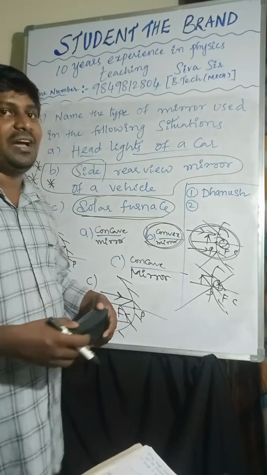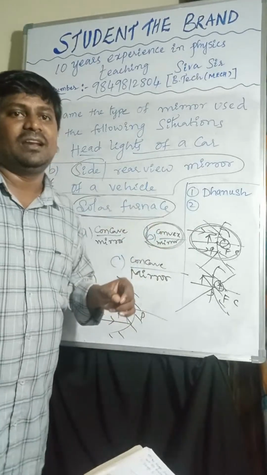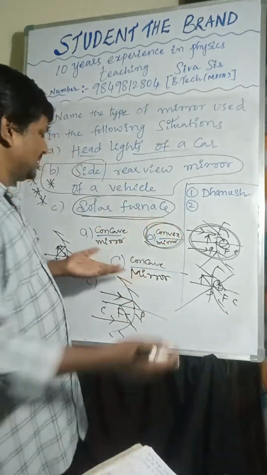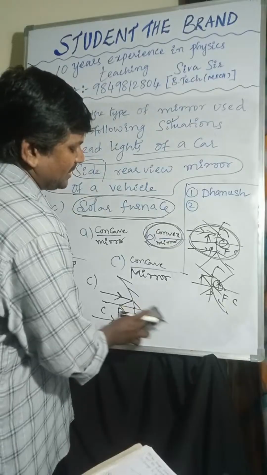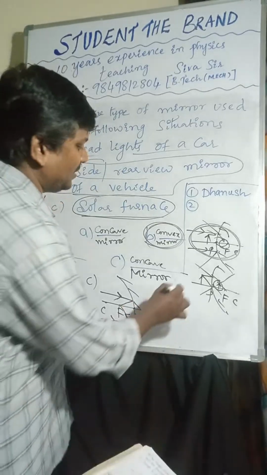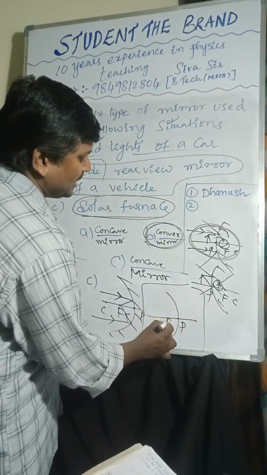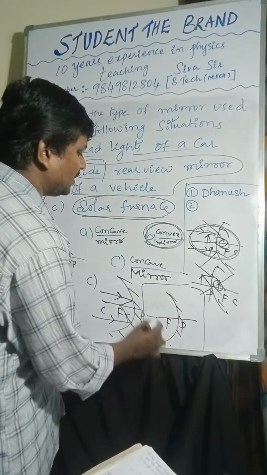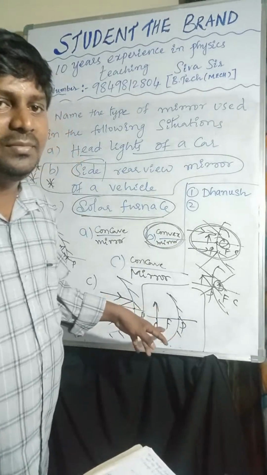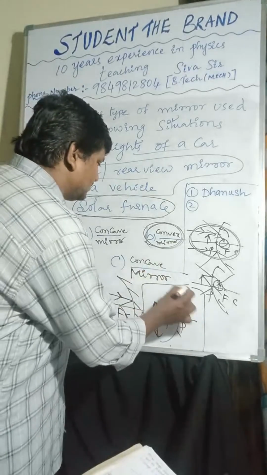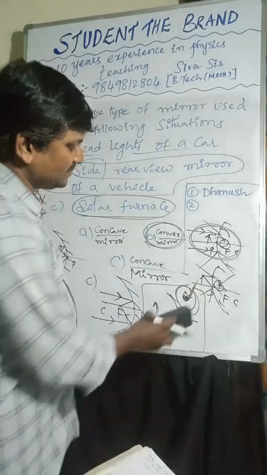Actually, the minimum distance between object and real image is 0 in a concave mirror. If the object is placed at center of curvature, I'm drawing here, you can observe, the image also will form at the same point only. If you are taking a concave mirror like this, this is the pole, focus, and the center of curvature. If I place the object at C, the image also will form at C itself. So the minimum distance between object and image in a concave mirror is 0. Okay, any doubts?